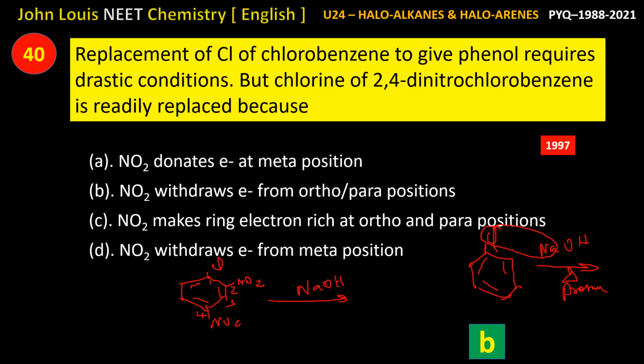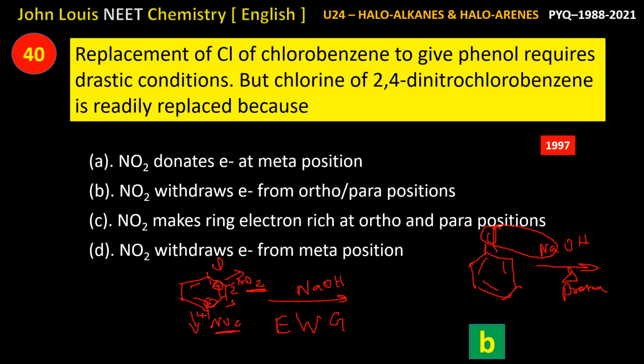So why they are asking? Because this NO2 group is electron withdrawing group. We have seen in one of the questions before. So NO2 group is electron withdrawing group. So they will pull electron towards itself. Therefore it creates a positive charge in the ortho position and the para position that makes easier for chlorine to be separated from benzene ring.